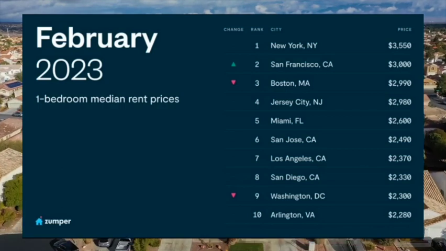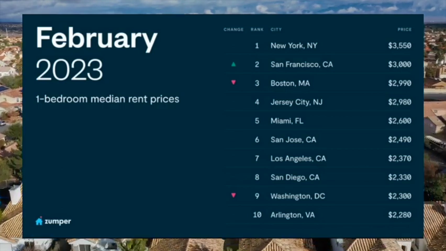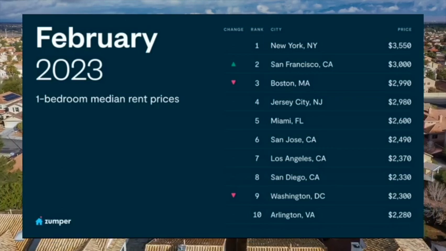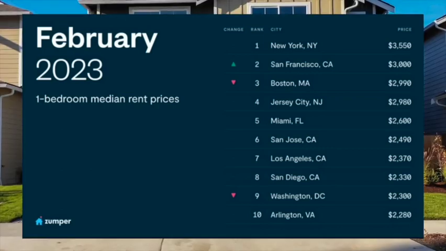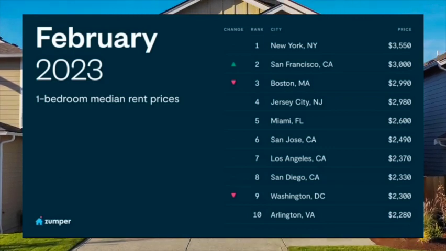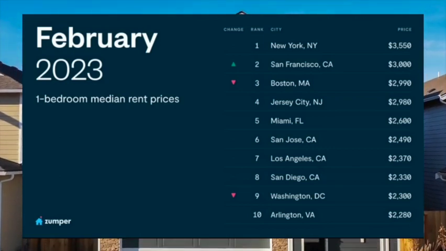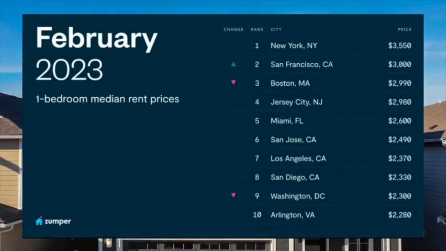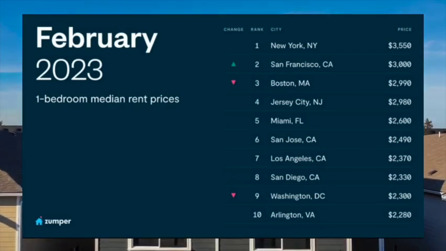4. Jersey City, $2,980 per month. 3. Boston, $2,990 per month. 2. San Francisco, $3,000 per month. 1. New York City, average of $3,550 per month for a one-bedroom apartment.